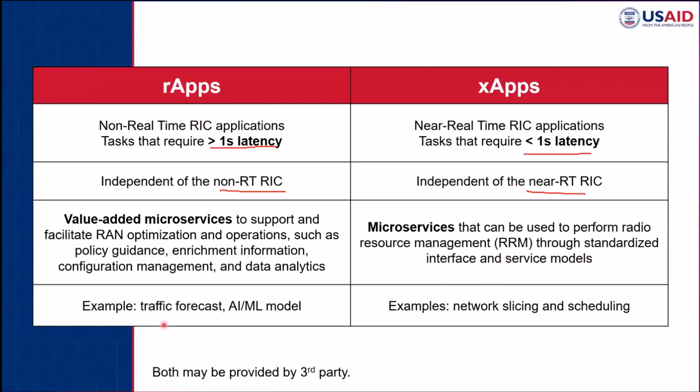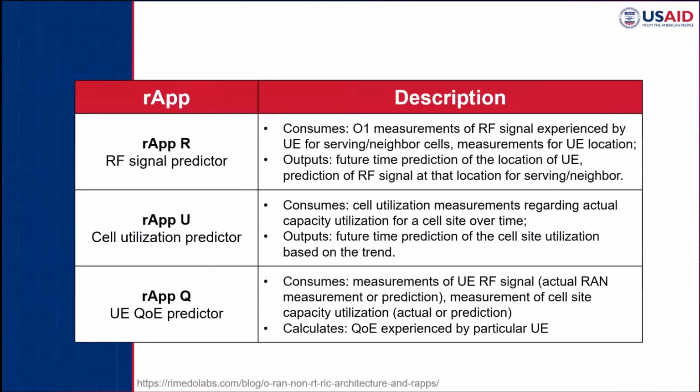The rApps particularly have some examples like traffic forecasts, artificial intelligence, and machine learning models. While the xApps perform microservices like network slicing, power saving, load traffic steering, and other services. Both may be provided by third-party vendors. Let's see some examples of rApps.